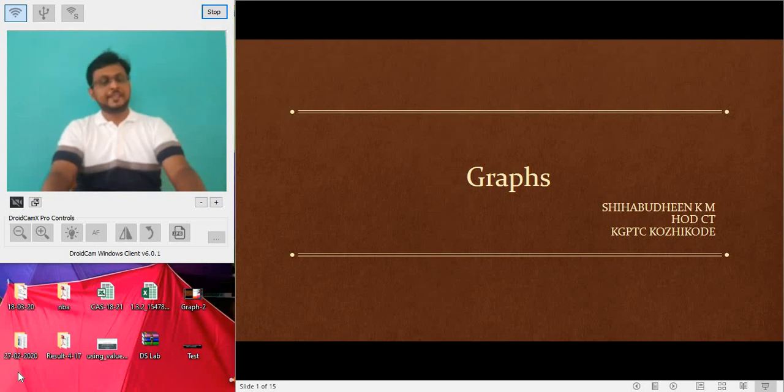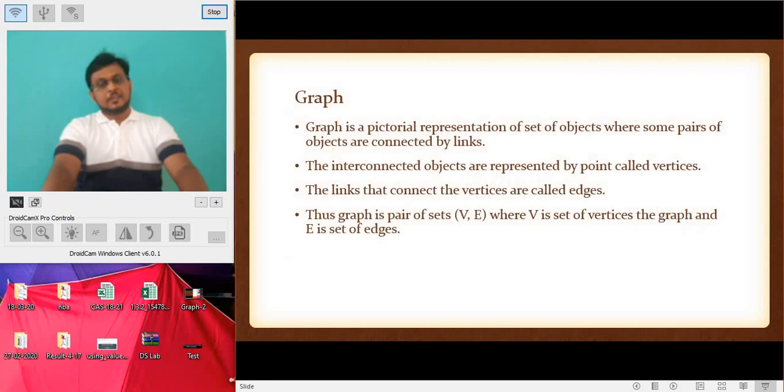So graph is a non-linear data structure. You may know what is the difference between a linear and non-linear data structure. So graph is organized under the non-linear data structure category. Graph is basically a pictorial representation of a set of objects where some pairs of objects are connected by links. That means there are certain objects, and some of these objects are connected by links.